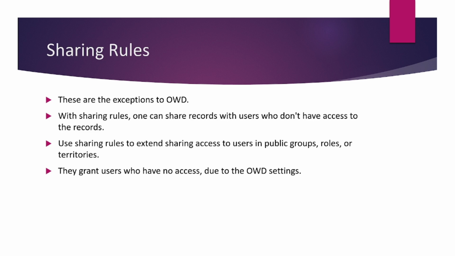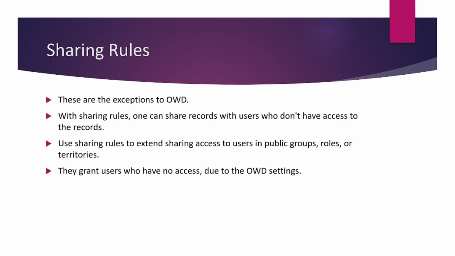These are the exceptions to OWD. Why exceptions? Because till now we have been learning how we use record level security, OWD, and role hierarchy to restrict the access. But with a sharing rule, one can share a record with users who don't have access to the record.